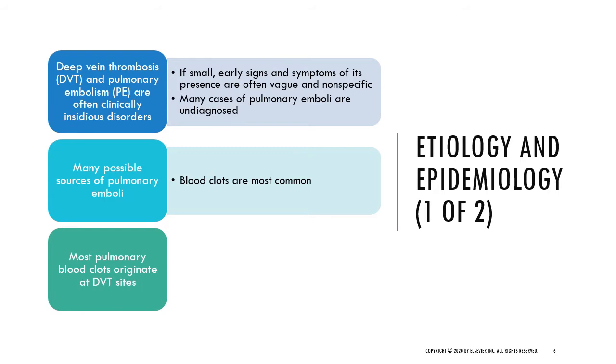In fact, because of the subtle and misleading clinical manifestations associated with pulmonary embolism, the possibility of a blood clot lodged in the lung is often not considered until autopsy in about 70 to 80% of cases. In the United States, about 100,000 individuals each year die from a PE. PE is more common in males than females, and the incidence increases with age.